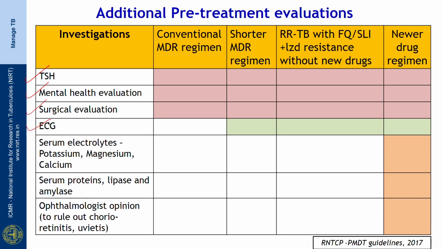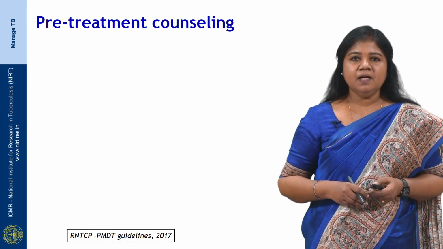ECG has to be done if the patient will be initiated on treatment with shorter MDR regimen or with the newer drug regimen. Serum electrolytes, serum proteins, lipase and amylase, and ophthalmologist's opinion to rule out chorioretinitis and uveitis has to be done if the patient will be receiving newer drug regimen.